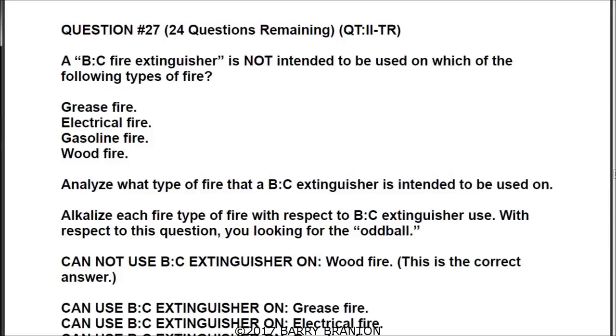Question 27. A BC fire extinguisher is not intended to be used on which of the following types of fire? So we're looking for the one that it is not intended to be used on. Well, the correct answer is wood. A B and C fire extinguisher can be used on grease fire, electrical fire, and gasoline fire. So what you need to do is acquaint yourself with the different types of fire extinguishers. Now, analyze what type of fire a B, C extinguisher is intended to be used on.